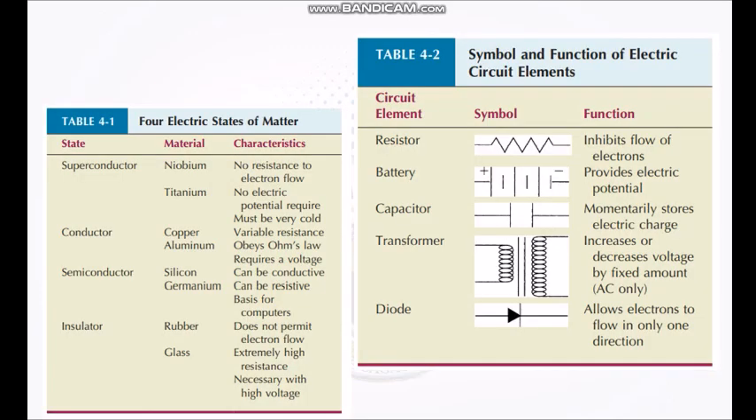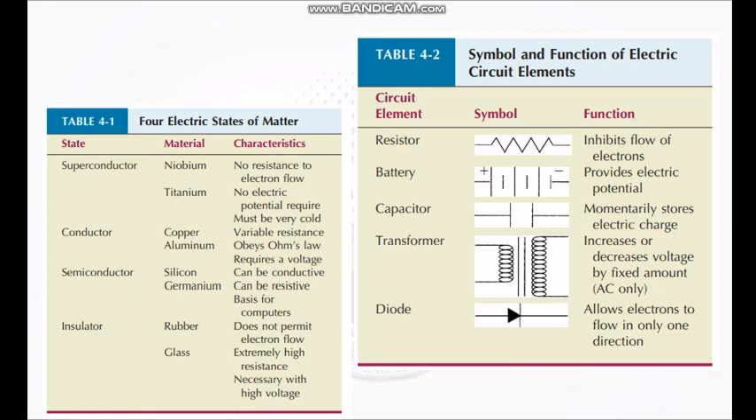Okay, so when it comes to electricity, we also have different electric states of matter. You have an insulator, a semiconductor, a conductor, and then a superconductor. An insulator does not permit electrons to flow. This is the basic definition of an insulator: it does not allow electrons to flow.